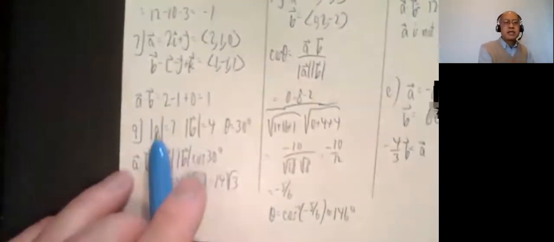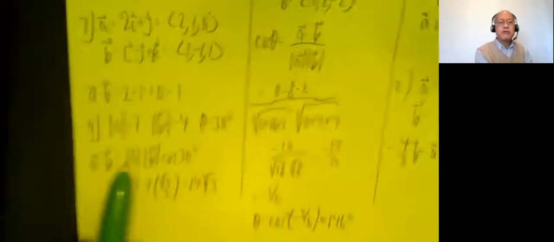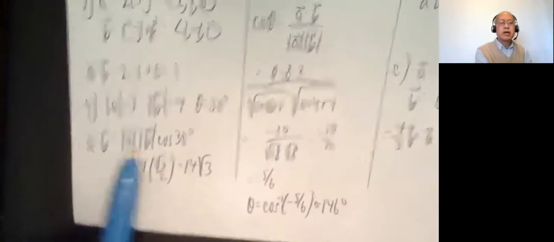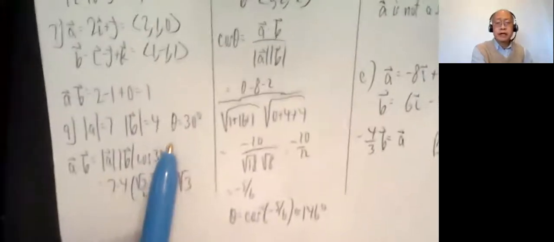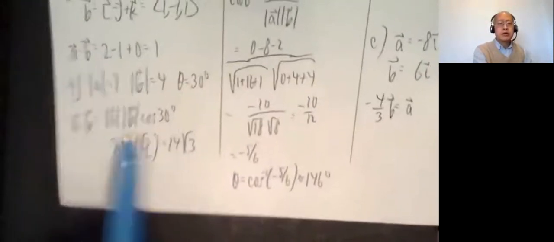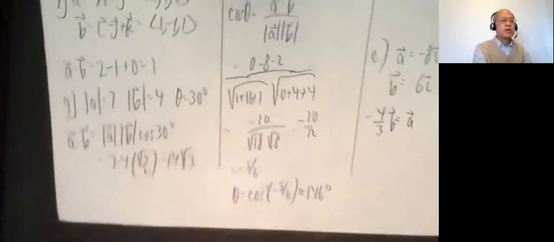Okay, question number 9. They give you the magnitude of A as 7, magnitude of B is 4, and the angle between them is 30 degrees. So by formula, A dot B is norm A, norm B, cosine 30 degrees. Okay, again, norm means magnitude or length. So that's 7 times 4 times cosine of 30 degrees, which is radical 3 over 2. Final answer is 14 radical 3.